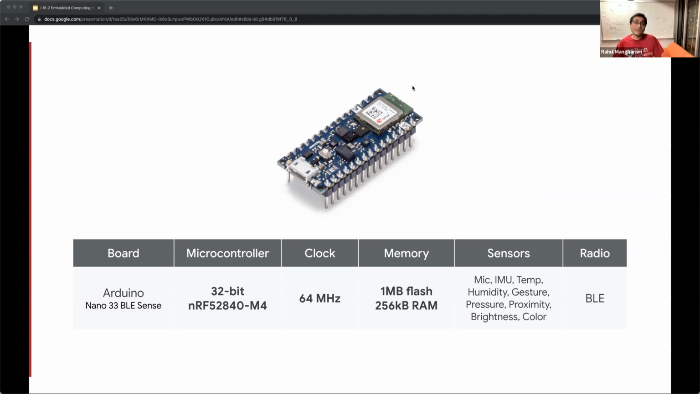Now, in addition to this, there are a couple of other things that we need to touch on, such as what is the software stack that actually enables these embedded systems to run code efficiently? And I'll see you there next.